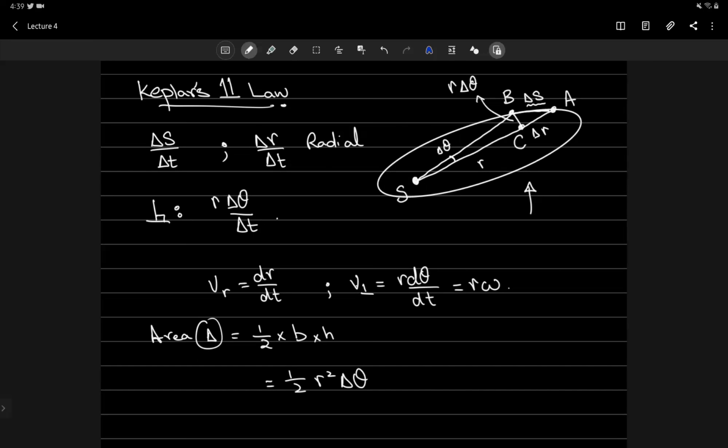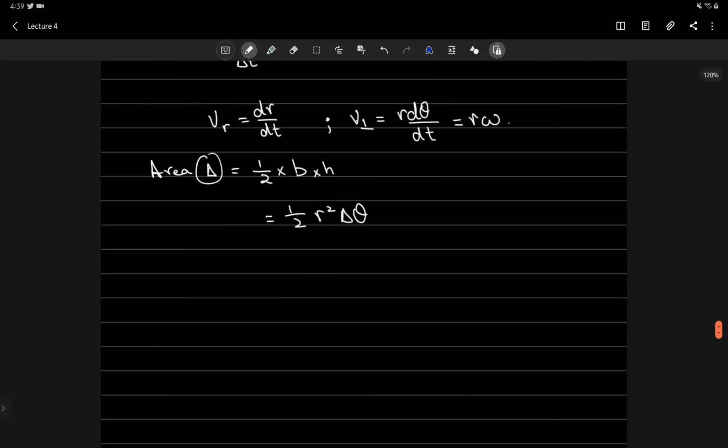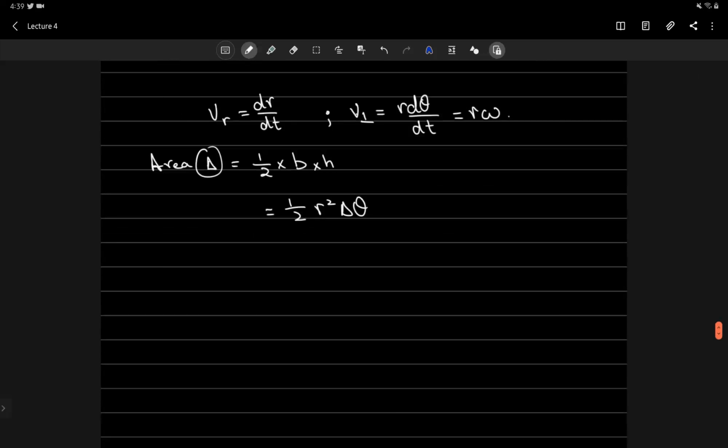Now the next step is simply that we can multiply and divide this by a delta t, and what that gives me is 1 by 2 r squared omega delta t, right? Because d theta over dt, or delta theta over delta t, would be omega.